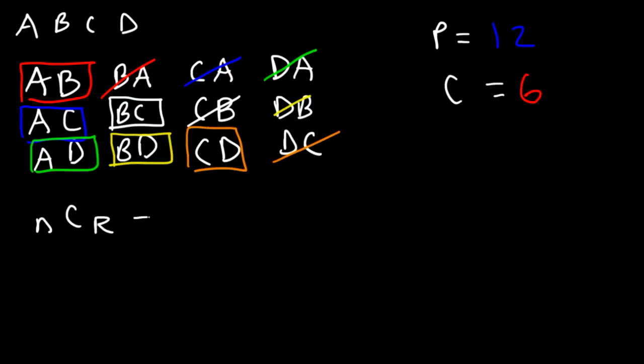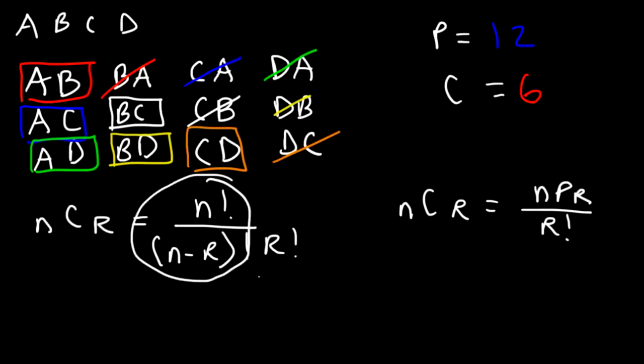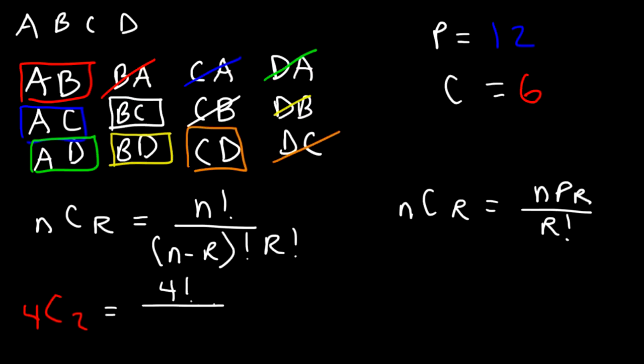nCr is equal to n factorial divided by (n minus r) factorial times r factorial. So basically, in terms of a permutation, a combination is equal to nPr divided by r factorial. This portion right here is nPr, and then divided by r factorial. So we have 4C2 in this example. So n is 4 and r is 2.